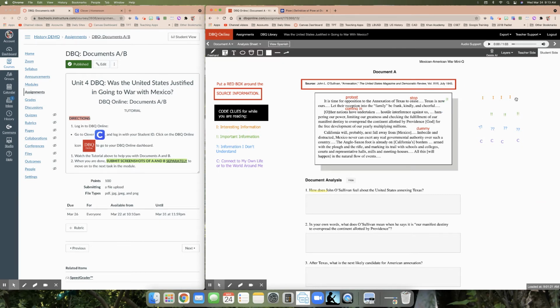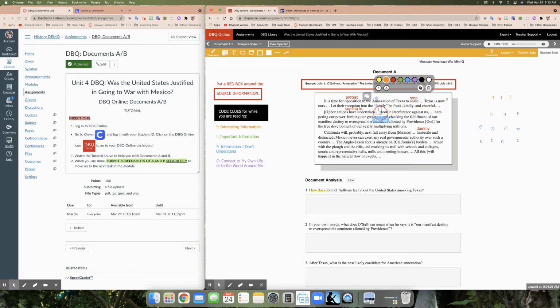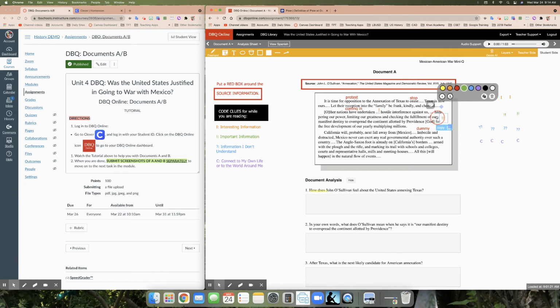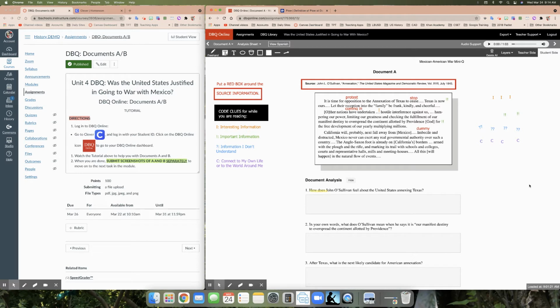I think this is interesting that he says they're a hostile interference against us, because they're not hostile. Other nations have undertaken hostile interference against us. They're not being hostile towards you. They're not acting as your enemy. They're trying to defend themselves against you because you feel like, which again I find to be important, it's your God-given right to take this land. Land that wasn't theirs to begin with.